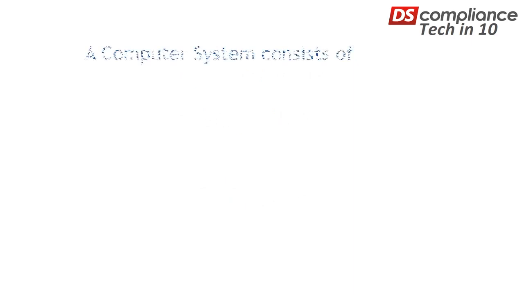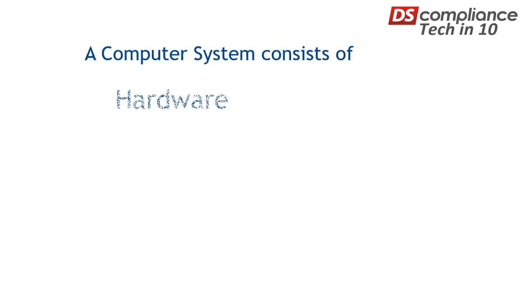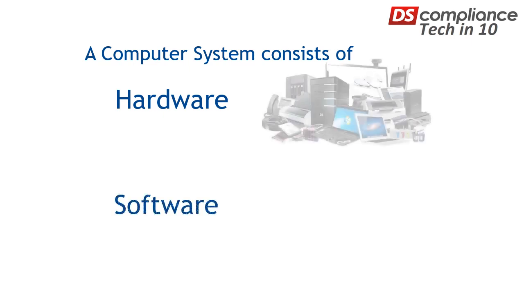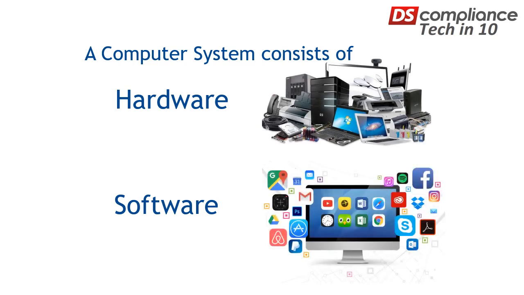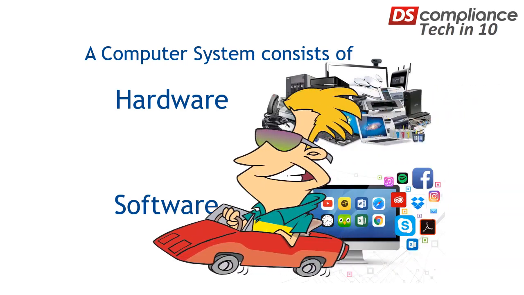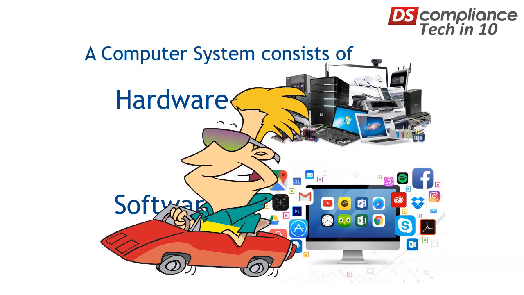Just to recap, a computer needs two basic elements to operate: hardware and software. Hardware is what we call the physical components that make up a computer system. Software is what makes it work. Using the illustration of a motor car, it has all the components you need to get you from A to B, but goes nowhere without a driver.